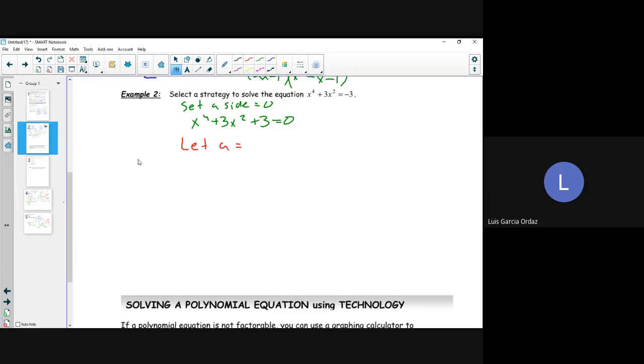Wait, so you can't use sum and product? Nope, because you're never going to hit 0. Because of the even degree polynomials and the fact that this 3 is positive, it's going to be impossible to hit 0. Okay. And I'll show you on Desmos that this graph is never going to hit 0.